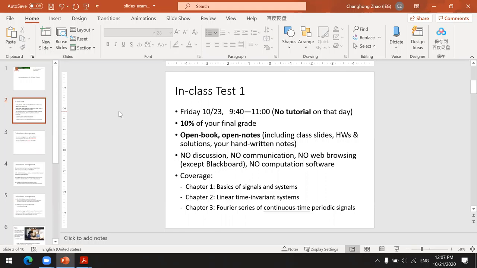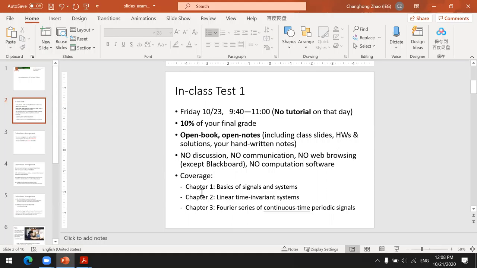For this test, it's open book, open notes. Notes includes everything that I post on Blackboard. If you write your own, whether it's a sheet or some handwritten notes, you can feel free to use them, but don't use any resource on the web. Except Blackboard, any other web browsing is not allowed for this test. No communication between peer students, no discussion, and you are not allowed to use computation software to derive some equations, or to automatically generate some figure. That's not allowed. All these figures, equations, you need to derive it using your brain and hand.